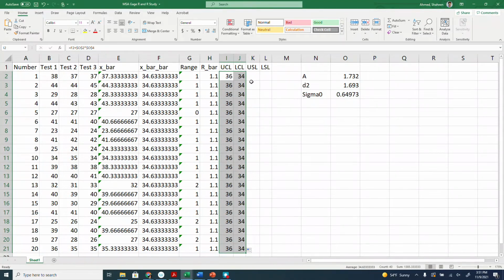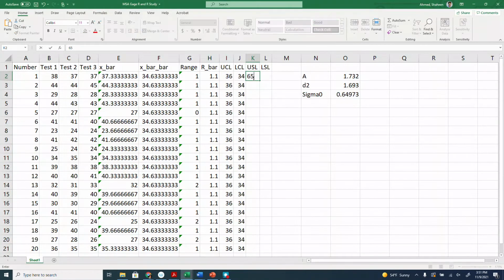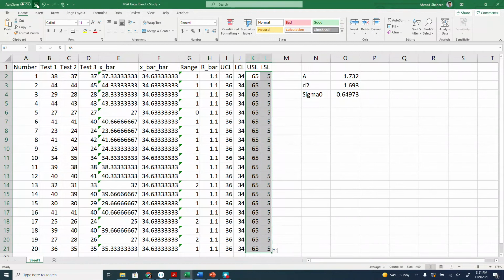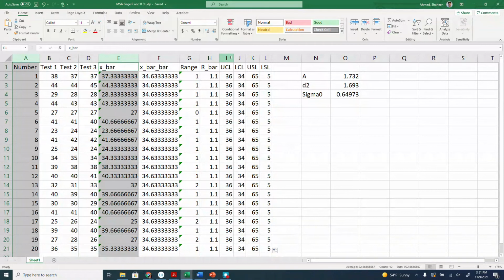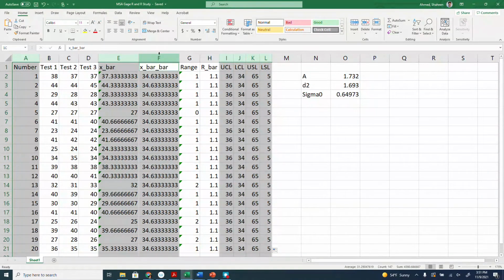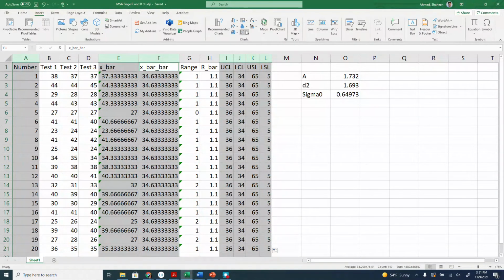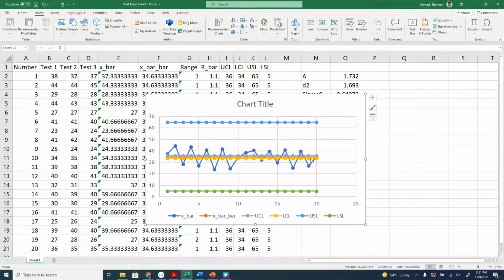Upper spec and lower spec will typically be given. Let's assume 65 and maybe 5. It will be given in the question or in the problem. It comes from the customer typically, and it could be an internal or external customer. So we have just produced this control chart. Let's see how it looks. Insert control chart like that.